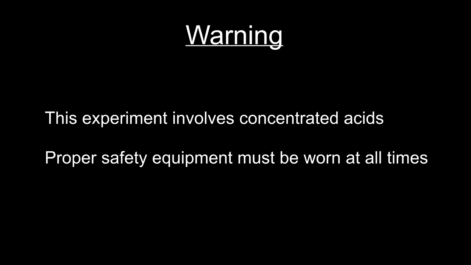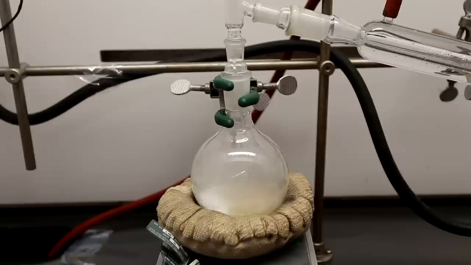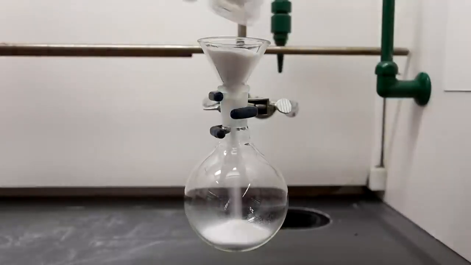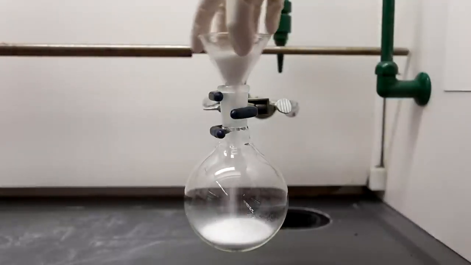As a warning, this experiment involves high temperatures and concentrated acids. Proper safety equipment must be worn at all times. Dilute acetic acid is commonly referred to as vinegar, whereas acetic acid which contains no water is referred to as glacial acetic acid. In chemistry, glacial acetic acid finds many uses as either a reactant or a solvent.